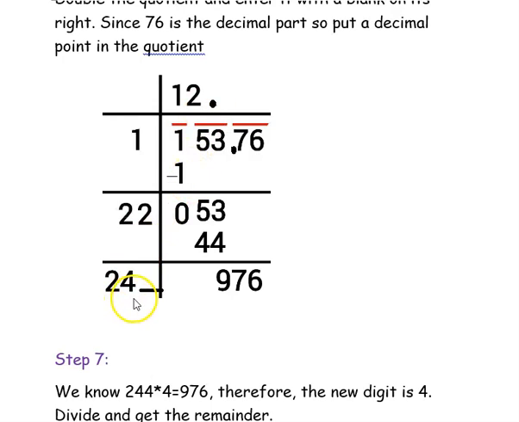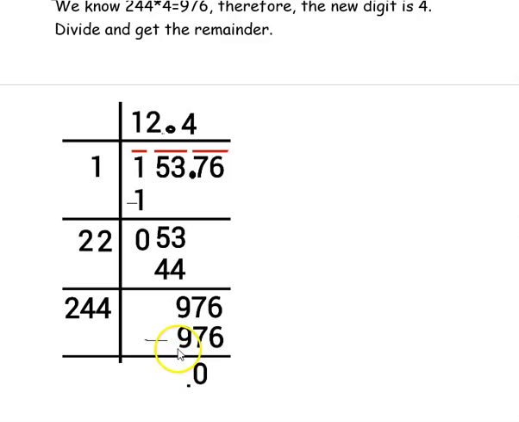In the 7th step, I want to find a number to be written on this blank such that the same number will become our new quotient, and this new number multiplied with this new quotient should be less than or equal to this 976. And I have found out that 244 into 4 is 976. So the new digit is 4. So I have written 4 here, and I have multiplied with 4. So 244 into 4 is 976. Now 976 minus 976 is 0.